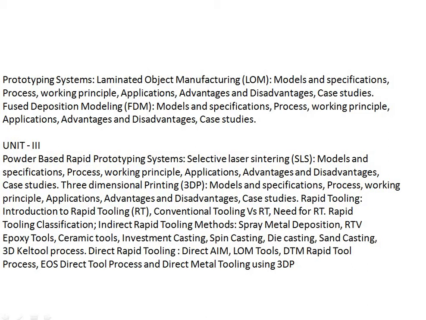The second part of this unit will be the solid type. Solid type means laminated object manufacturing and fused deposition modeling, that is, sheets, where a sheet is solid, and wire, which is also solid. These two we use in the second phase of the unit.